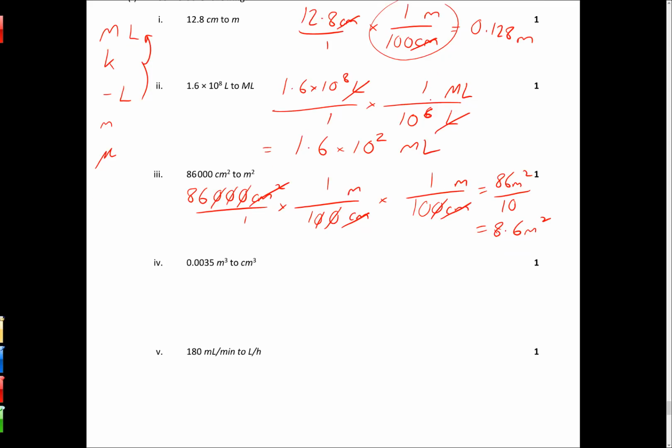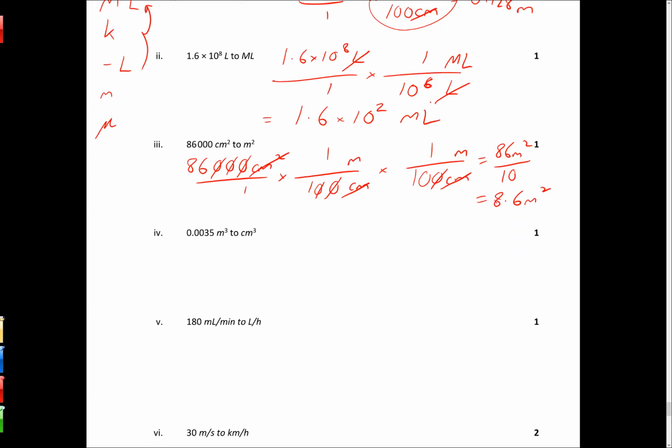0.0035 metres cubed, to centimetres cubed. I've got to write something 3 times. Good luck. Metres cubed, I'll put it over 1. I don't want m, so m's go to the bottom. And I'm doing it 3 times. I do want cm, so that goes on top. How do m's and cm's relate? Well, 1 m is 100 centimetres. So make them all like that.